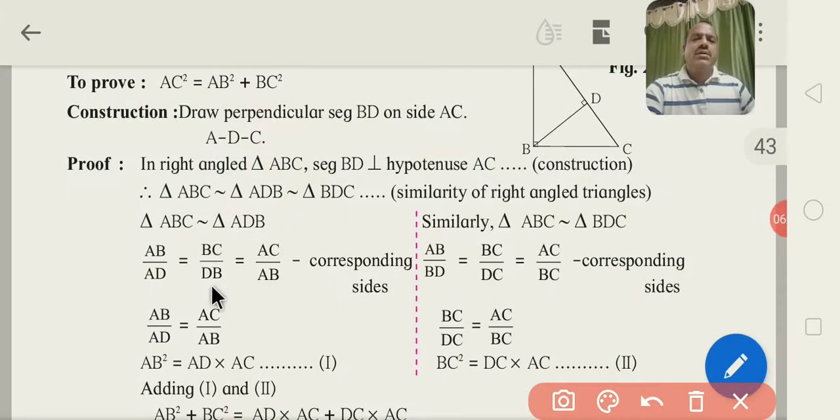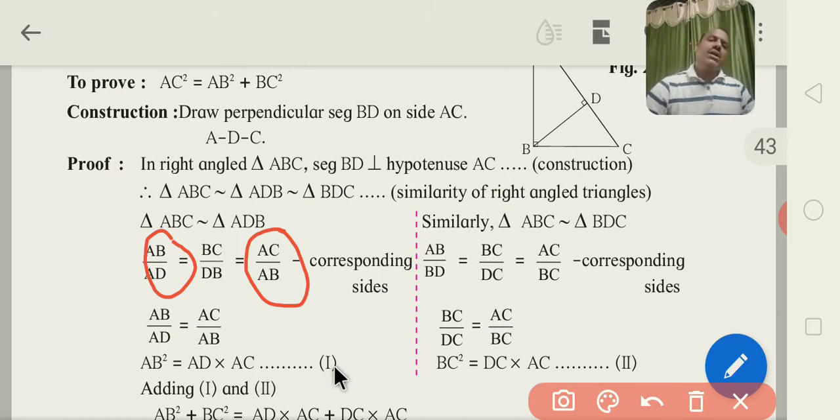Listen here, AB upon AD is equal to AC upon AB, and hence this will be written here AB upon AD is equal to AC upon AB. AB into AB is equal to AB square, and AD into AC, it is also known as equation number 1.